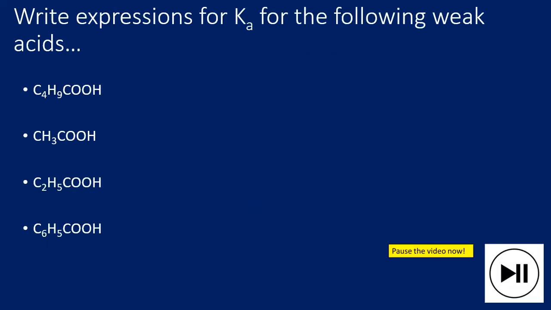So what you're going to do, pause the video and see if you can write expressions for Ka for the following 4 acids. So you've got 4 weak acids there. You're going to come up with the equilibrium constant or the acid dissociation constant.